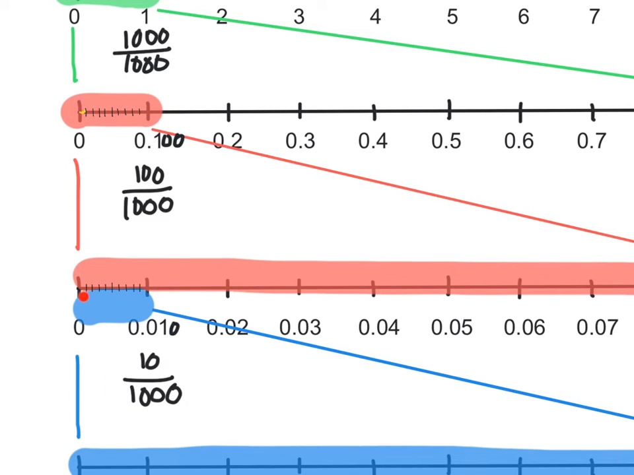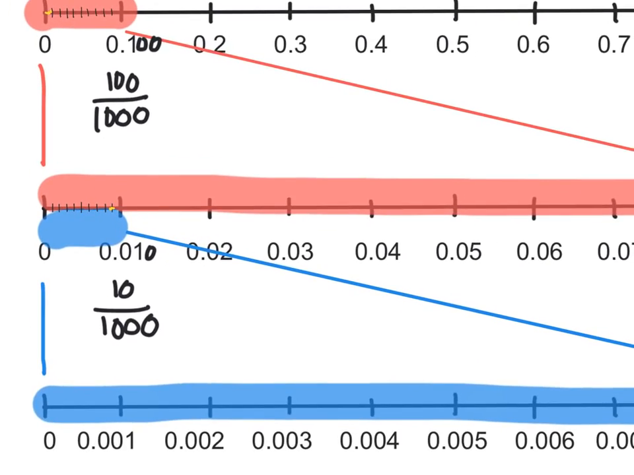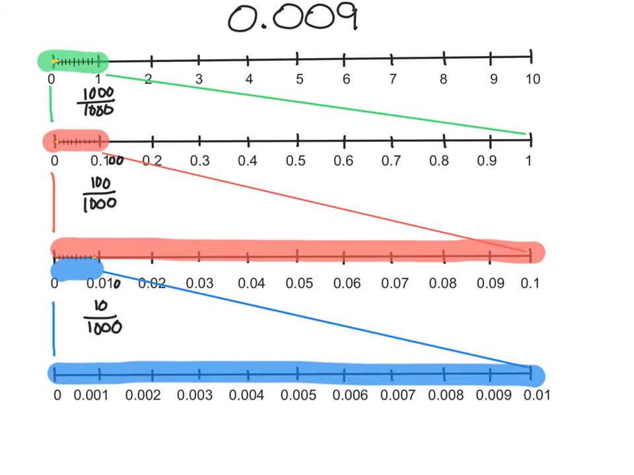So this time I can use my tick marks because I have 1, 2, 3, 4, 5, 6, 7, 8, 9, 10. I'm going to make my mark on the 9th tick mark, and that would be my 9 thousandths. And on the last number line, it's really easy to see because I have 9 thousandths right over here. So that is my 9 thousandths, which looks like 0.009.